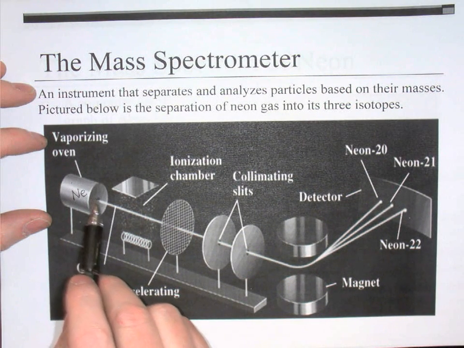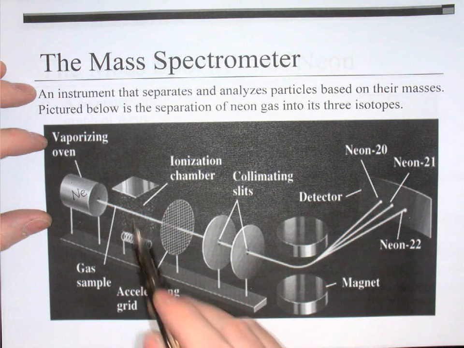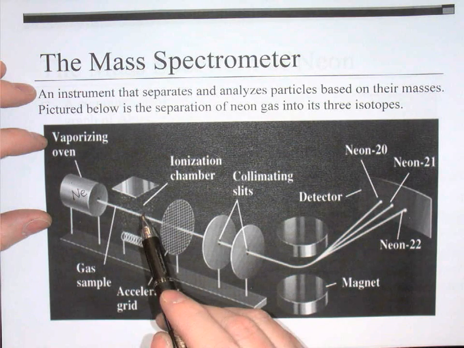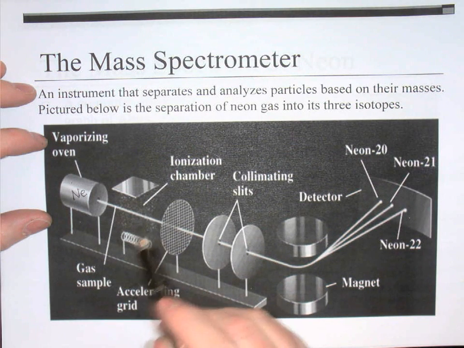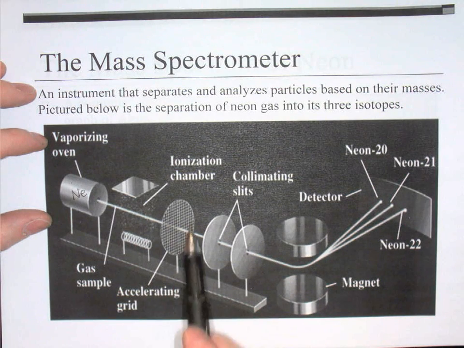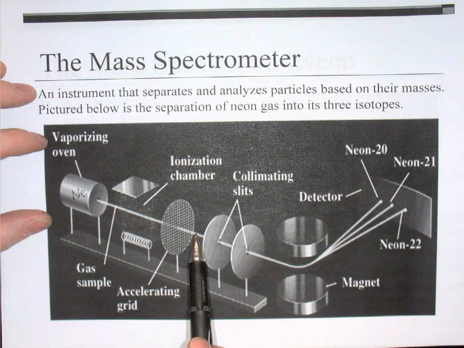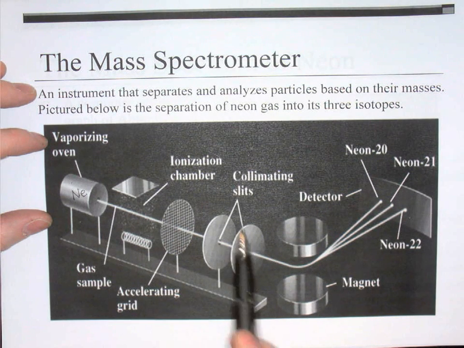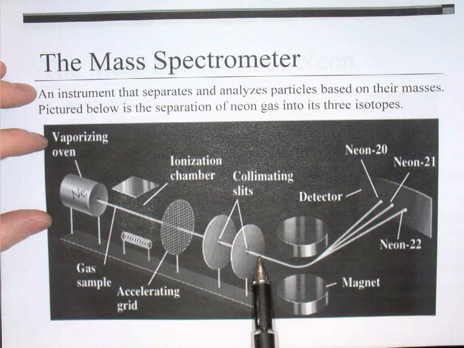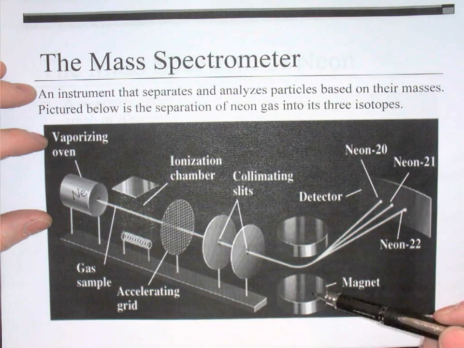The atoms of the gas come out of the oven where they're bombarded, in this case by probably X-rays, and that causes them to be ionized. The X-rays strip away electrons, leaving them positively charged. Now that they're positively charged, we can use a charged grid to attract them, to accelerate the beam of charged particles. These two plates here will focus the beam into a very narrow beam, and then finally we pass that beam through a strong magnetic field.